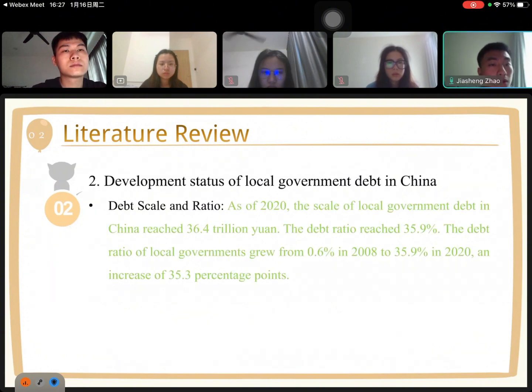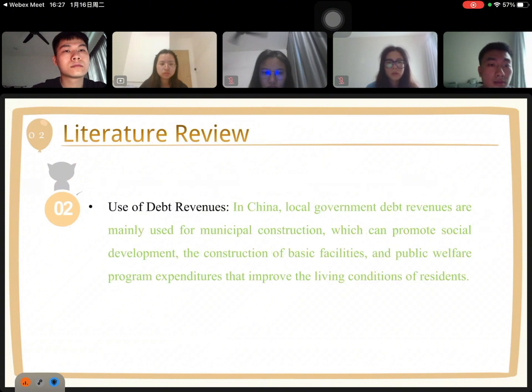Secondly, we show the development status of local government debt in China, including the debt scale and ratio, and also including debt revenues.